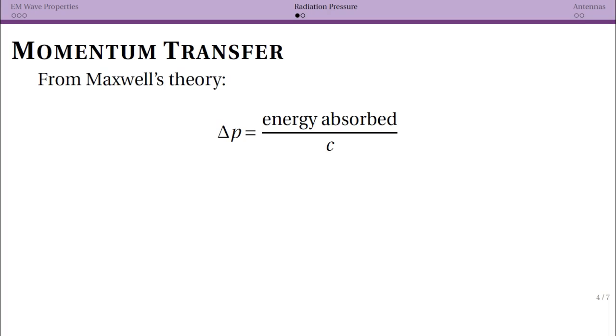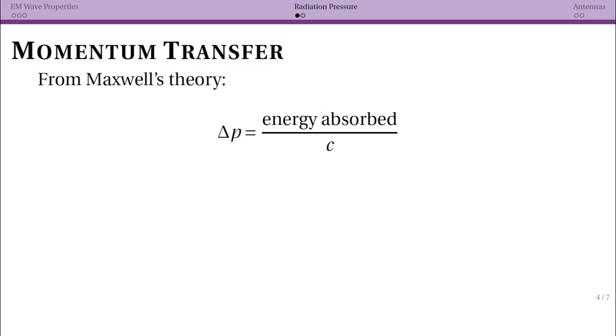Now, we're going to talk about something that the book doesn't really derive. It's an interesting topic, so we're going to talk about it briefly, but it doesn't come in in that many places. This is the idea that we actually get momentum transfer from electromagnetic waves.